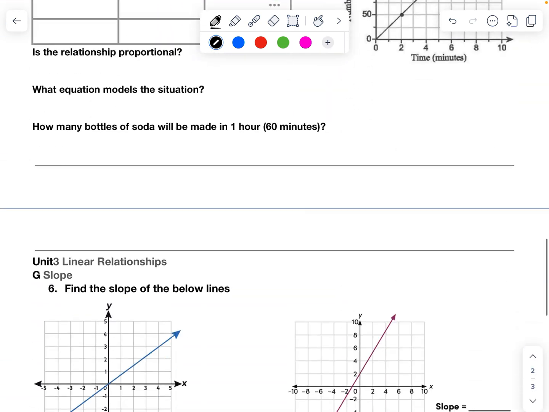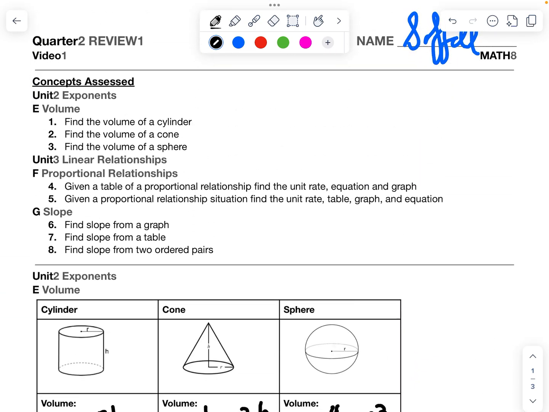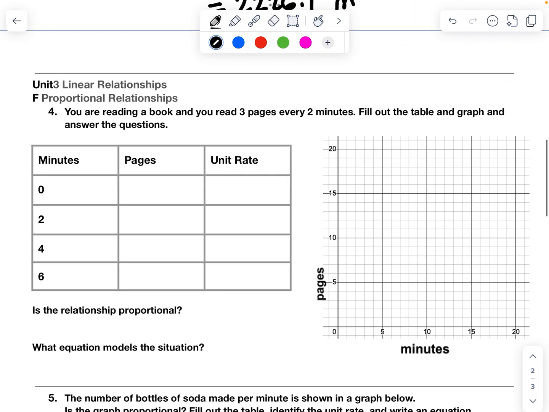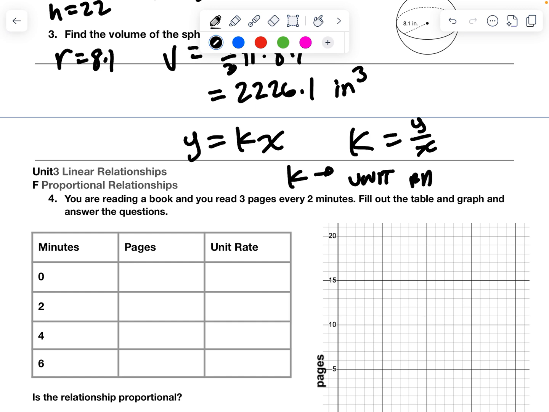The next page is all about proportional relationships. So there are 2 problem types here we're going to talk about. Let's talk about proportional relationships as a review. Remember, y equals kx, that's our equation. And k, the unit rate, equals y divided by x. Remember, unit rate is per 1.